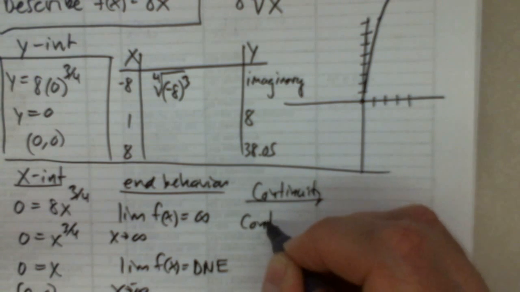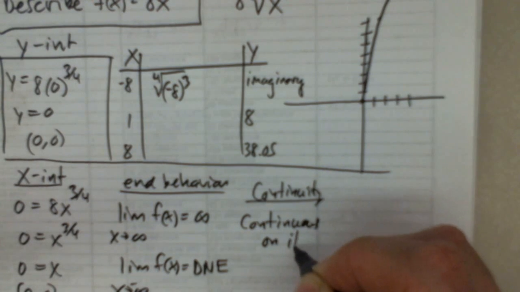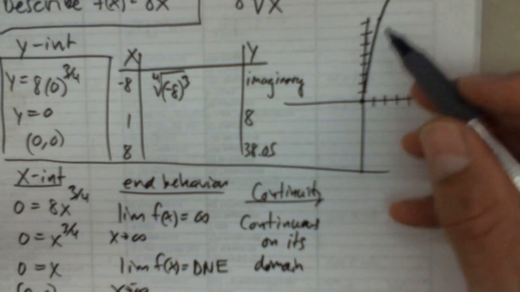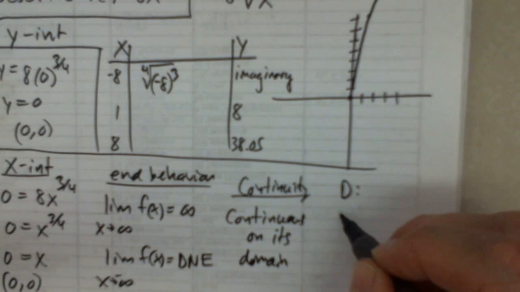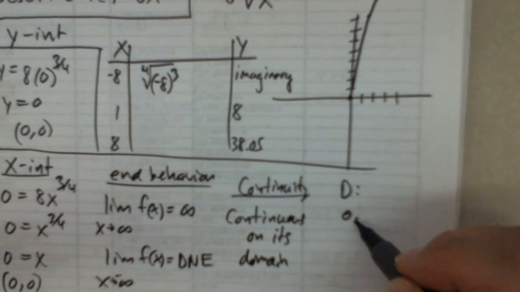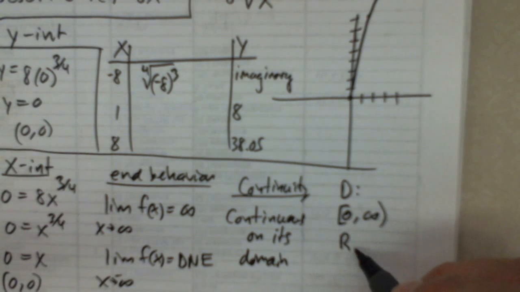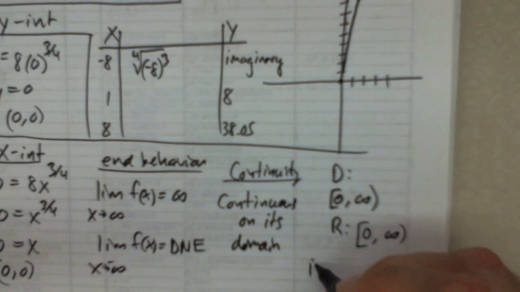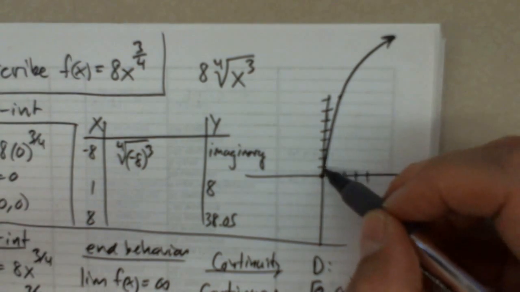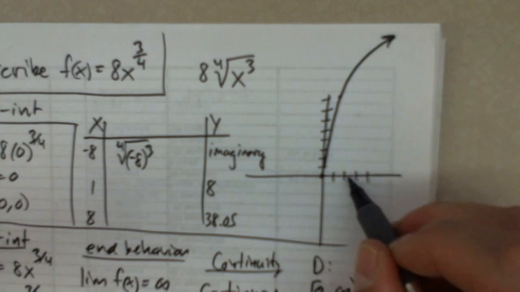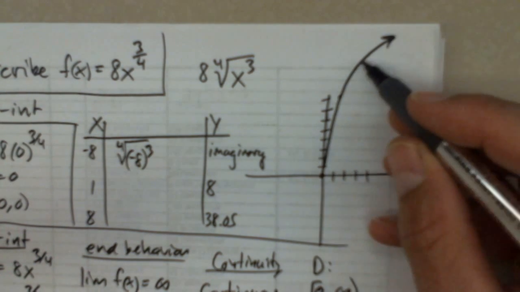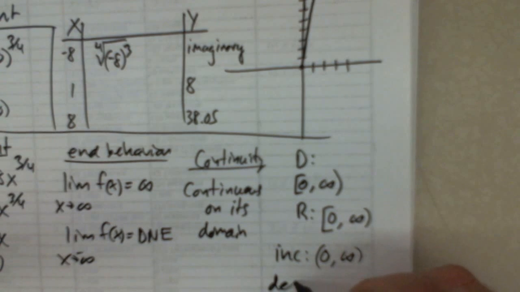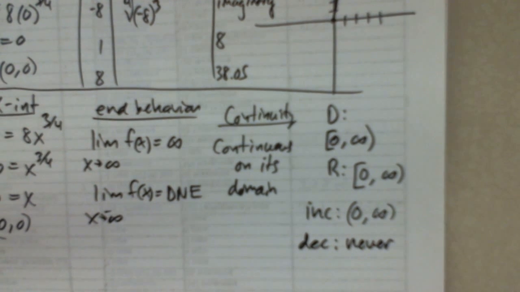Continuity, we'll just say it's continuous on its domain. So wherever it has values, it's continuous. And domain goes from 0 to infinity, including 0. The range goes from 0 to infinity, including 0. And it's increasing from 0 to infinity. The graph is increasing on the x values from 0 to infinity. We talk about x values for increasing. And decreasing, never.